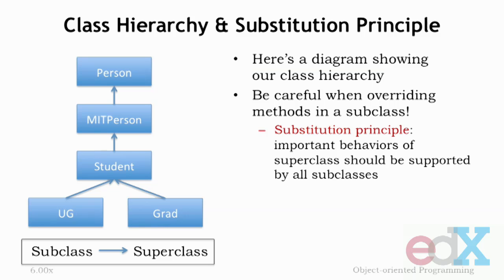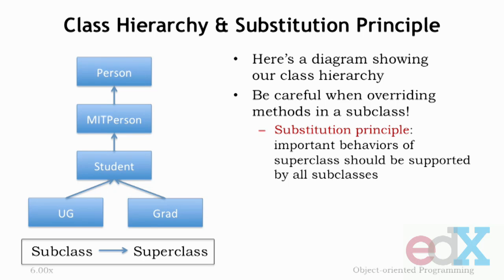One final point about creating class hierarchies. We want to make sure that our subclasses obey the substitution principle. So for example, suppose I had written a piece of code that looked at a person's age and put them into a histogram. What I want to be sure of is that if I have an MIT person or a student or an undergraduate or a grad student, or instances of any of the subclasses, those instances can be used in every place that I could use a person instance. I don't want, in creating subclasses, to somehow break the fact that the subclass is actually also an instance of the superclass.